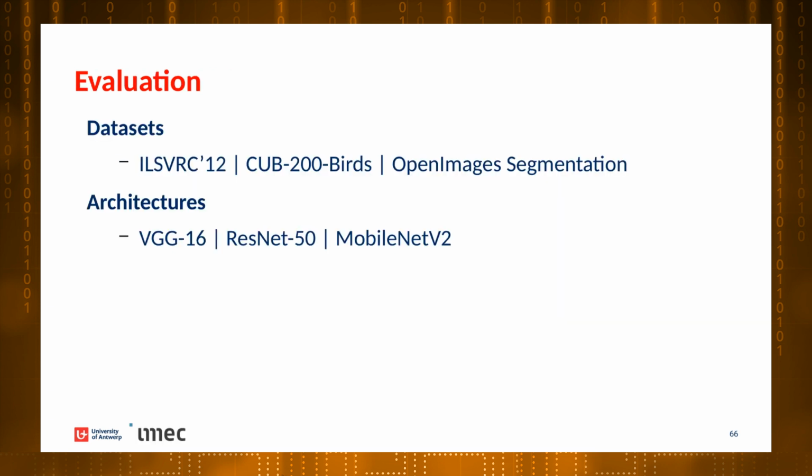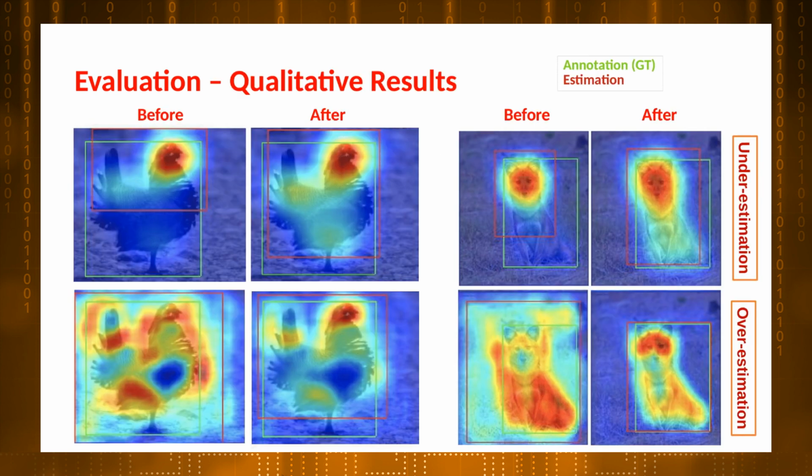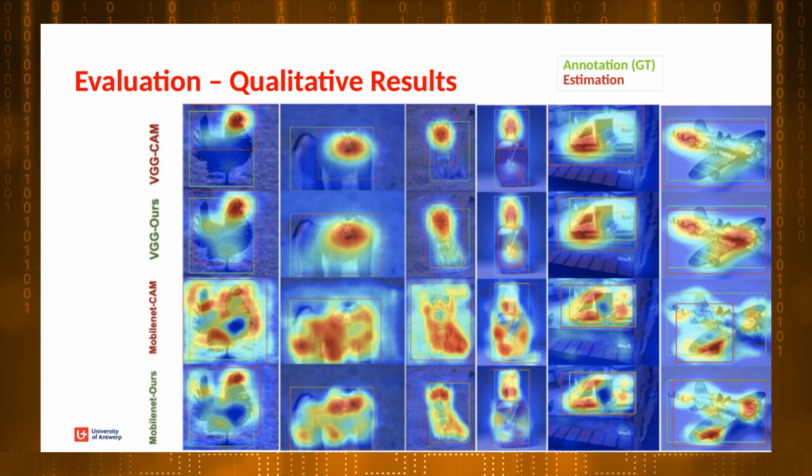We test that in different data sets and with different model architectures. And here you see some results of how it was before and after we applied our method. As you can see, in both underestimation and overestimation, now the red box gets closer to what is expected if we consider the green box. It's not perfect, but it's much better than what we had before we applied our method. Here we have more examples, not just with animals, but also with some man-made objects on the right side. And the trend is more or less similar.